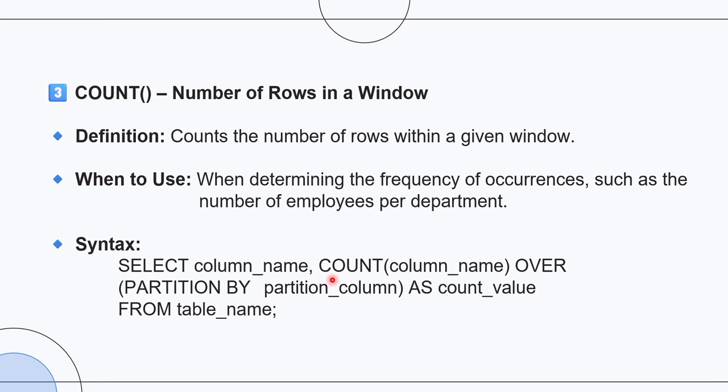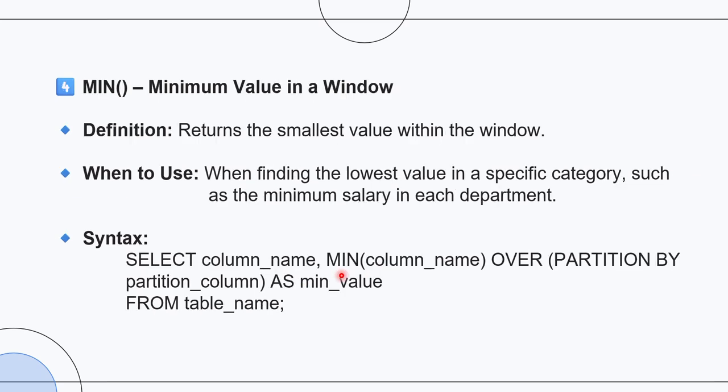Next is the count function. Count returns the total number of rows within a partition. For example, if your data contains employee records, count can show how many employees belong to each department while still displaying every column individually. So the syntax is the same, but the only difference is that the count function is being used here.